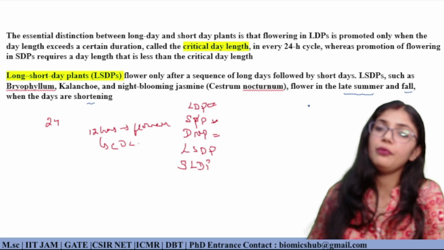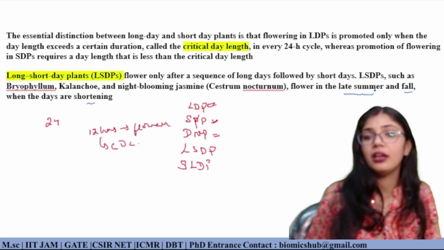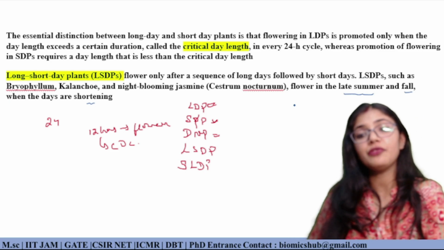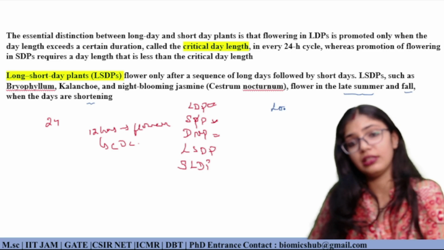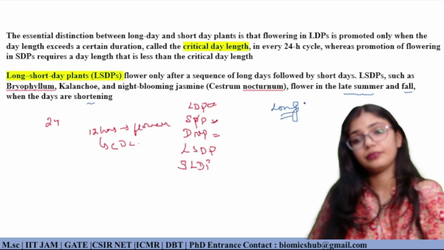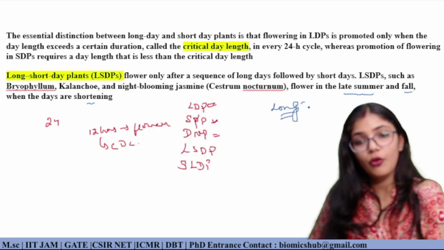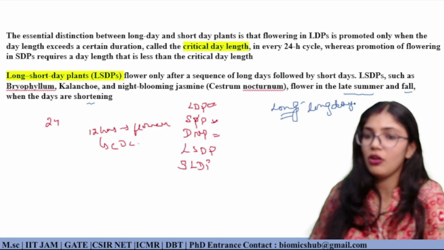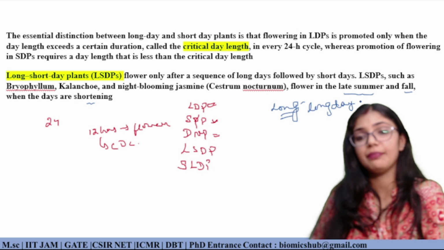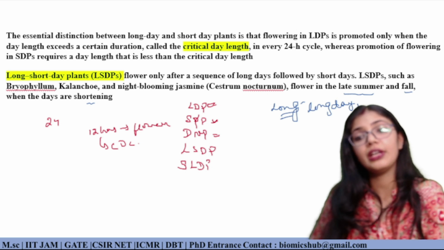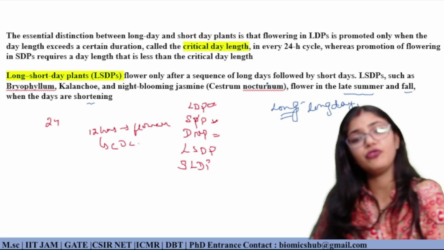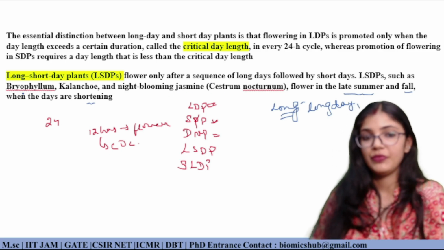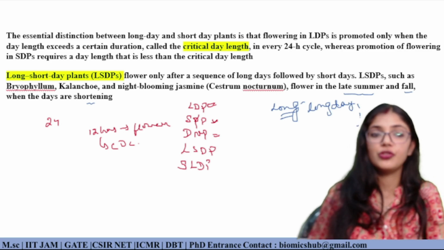So what happens in case of the summer season? The light condition is long. Okay, so in the late summer what happens? First the long day condition is present, but in the late summer the day is reducing. So in this case the flowering is taking place in case of jasmine and some Bryophyllum. So this is an example of long short day plant.